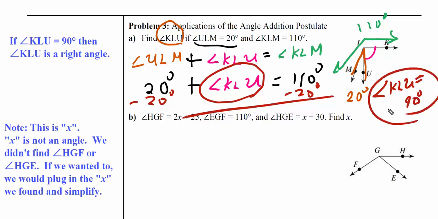Now, the interesting thing here is that even though they didn't mark it with a square, we know that this is a right angle. How do we know it's a right angle? Because the angle measures 90 degrees. Okay.